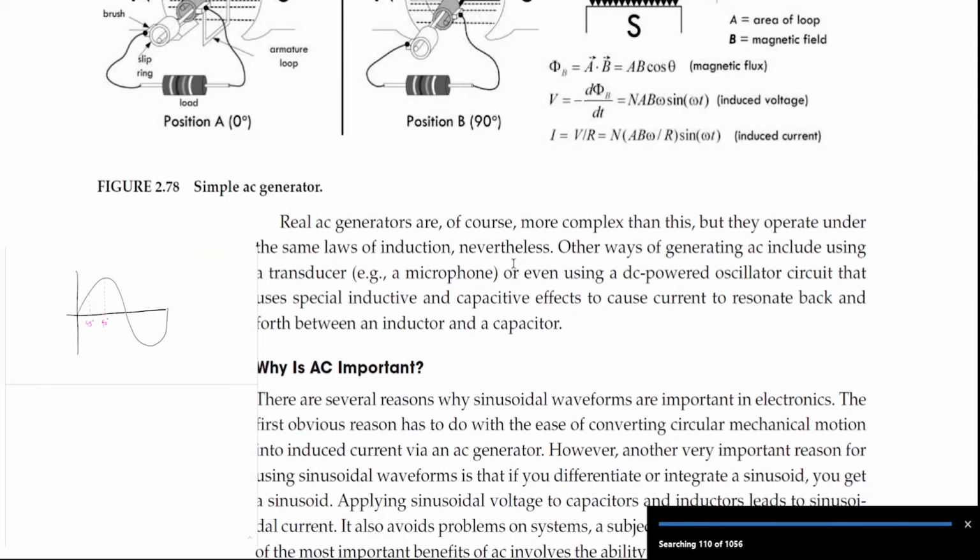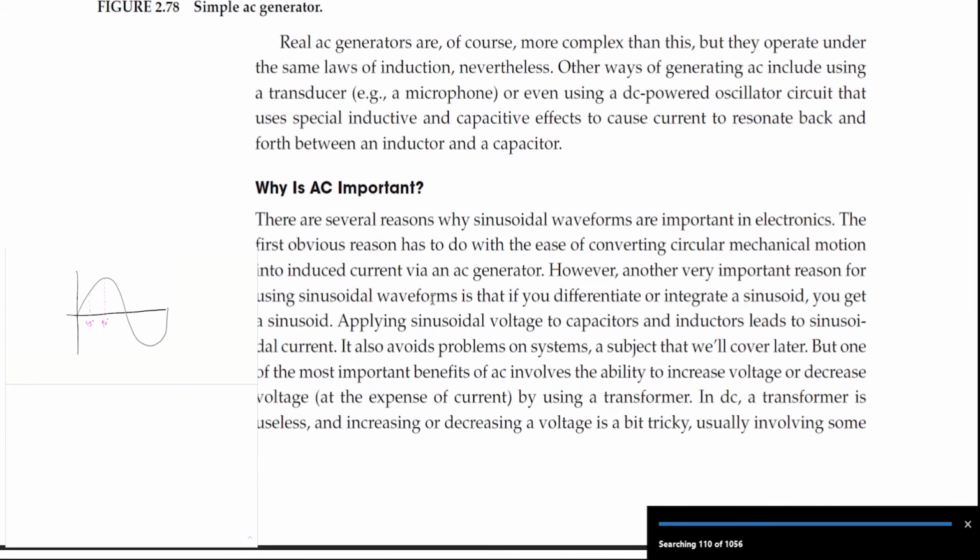Okay, so real AC generators are of course more complex than this, but they operate under the same laws of induction nevertheless. Other ways of generating AC include using a transducer, i.e. a microphone, or even using a DC powered oscillator circuit that uses special inductive and capacitive effects to cause current to resonate back and forth between an inductor and a capacitor. Okay. Why is it important?